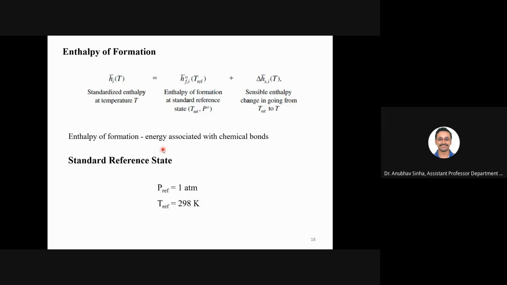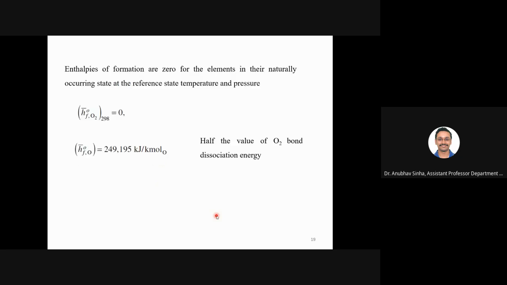We define the standard reference state as 1 atmosphere and 298 Kelvin. This is the standard given in tables, so you can look at the back of your book. You will have a table for enthalpy of formation at the standard reference state. This is what they are referring to. Now for elements which are in their naturally occurring state at standard temperature and pressure, the enthalpy of formation is 0.